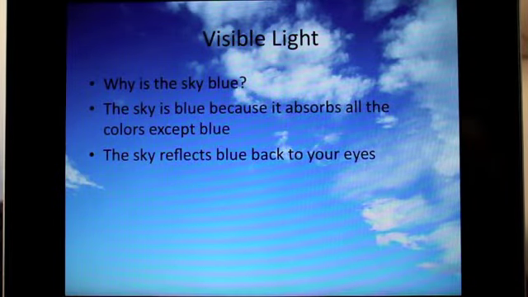So, have you ever wondered, or have ever had a young son or daughter who's come up to you and said, "Why is the sky blue?" Well, the sky is blue because it absorbs all the colors except for blue, and the sky reflects the blue color back to your eyes. That's how vision works. Whatever color is being reflected is what we see.